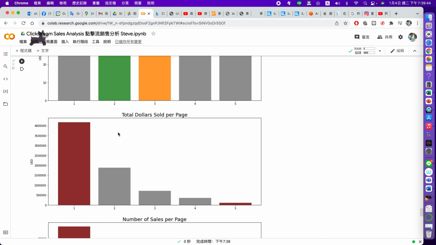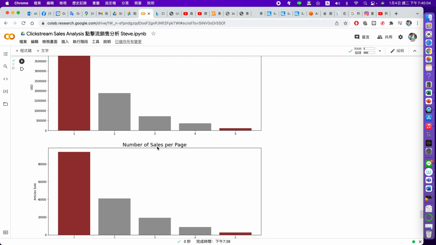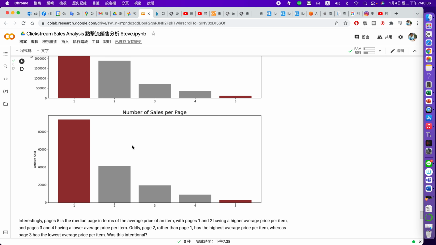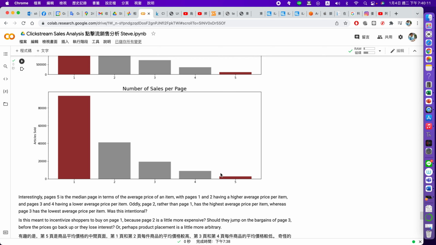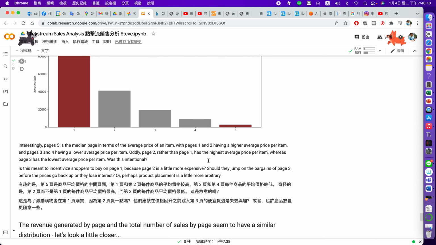So what about the total dollar sale per page? So you may see there are big differences between these 5 pages. Since for the first page, it dominates the total dollar sale for the whole pages. 第一页它占的总销售额是最大的。So how about the number of sales? 笔数 is much higher than the rest of the pages. So from this diagram, we know the first page always attracts your customers' eyes. Okay?